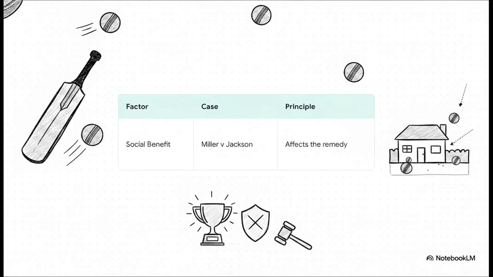Finally, the courts will weigh the social benefit of whatever the defendant is doing. Take Miller versus Jackson. You've got this beloved community cricket club, but cricket balls are constantly smashing into the claimant's garden. Obviously, the club provides a great social benefit, but here's the kicker. They were still found liable for nuisance. Providing a social benefit is not a get-out-of-jail-free card. However, because of their immense value to the public, the court spared them from a strict injunction.